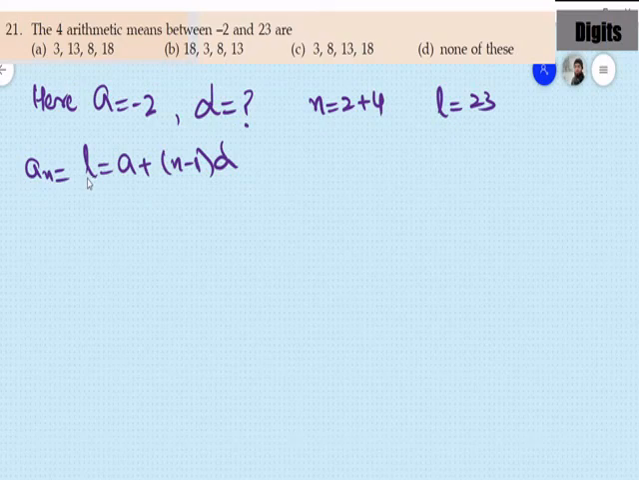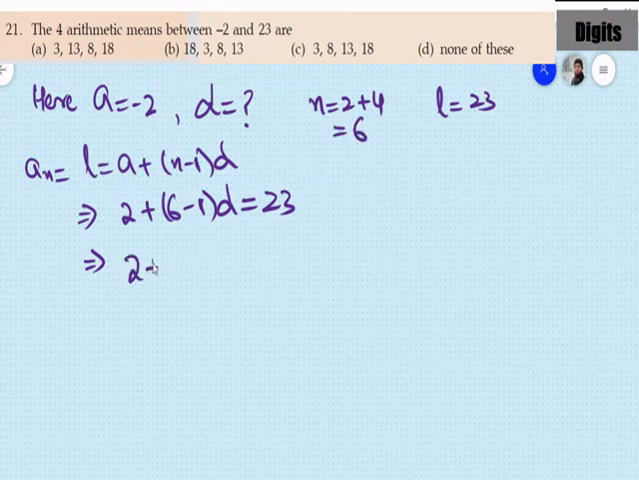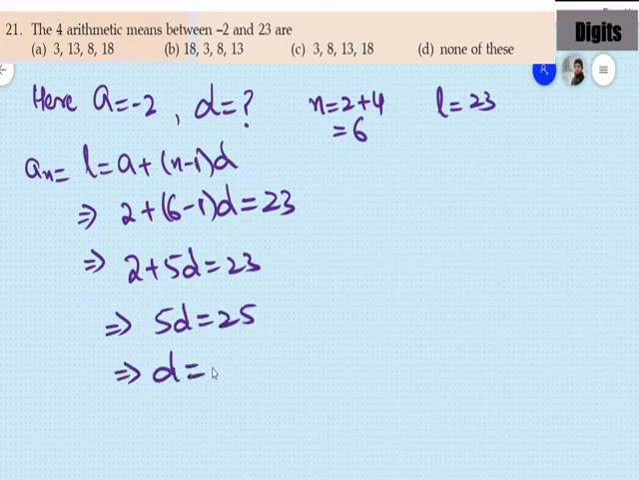And since this time our last term is 23, so we are able to write minus 2 plus n is 6 minus 1, and D is we have to find out, and this is 23, which implies as n was 6. Now it implies minus 2 plus 5D equal to 23. Further, it implies 5D equal to 25, which implies D equal to 5.